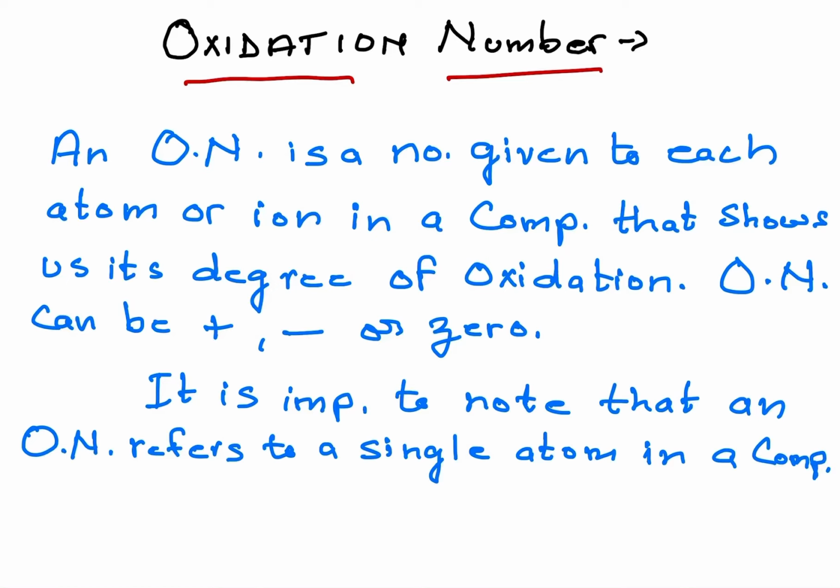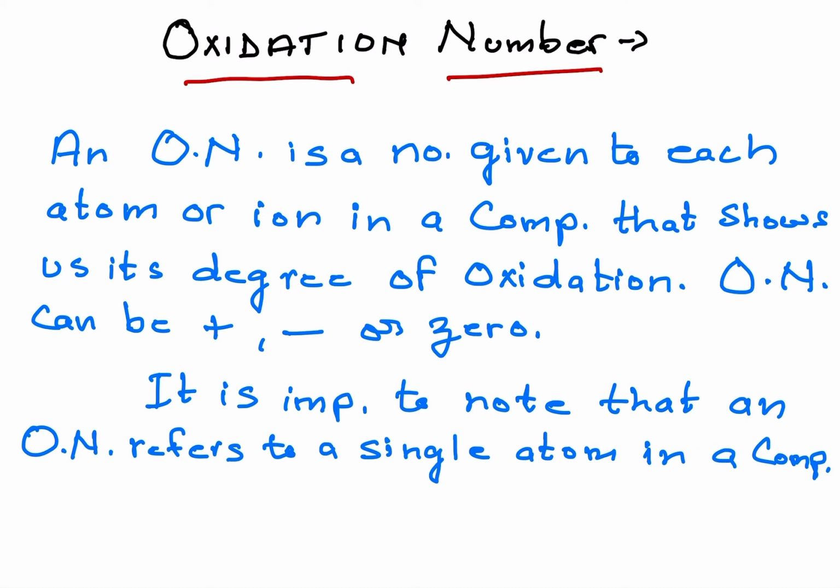Today, we are going to study about oxidation number. It is also known as oxidation state. Here, I will be using the abbreviation O.N. That means oxidation number. Oxidation number is a number given to each atom or ion in a compound that shows us its degree of oxidation. Oxidation number can be positive, negative, or zero.